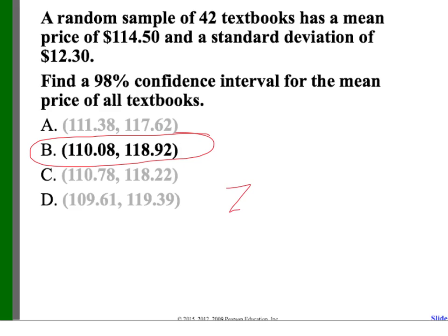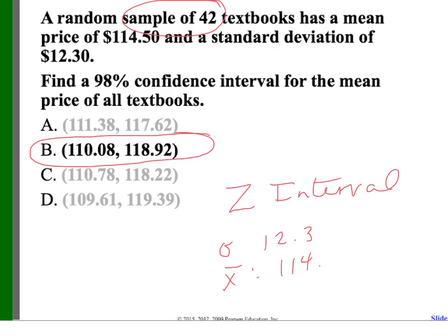First of all, make sure you chose Z interval because your sample size was greater than 30. You had 42 in your sample size. Also be careful. Remember, when you're doing the Z interval in your calculator, it asks for standard deviation first, which is 12.3, and then it wants the sample mean, which was 114.5. So if you got it wrong, it might be because you accidentally reversed those two, thinking that they would go in the same order that they were given to you here.